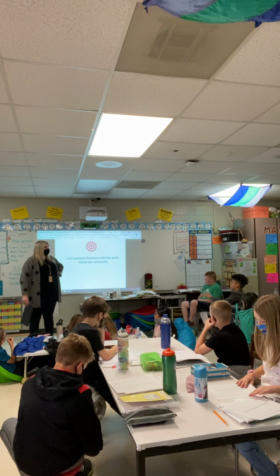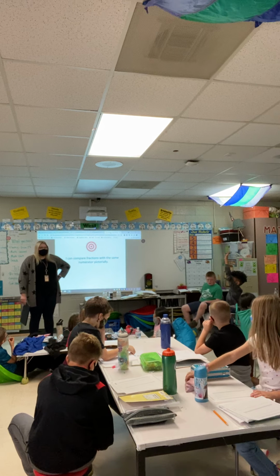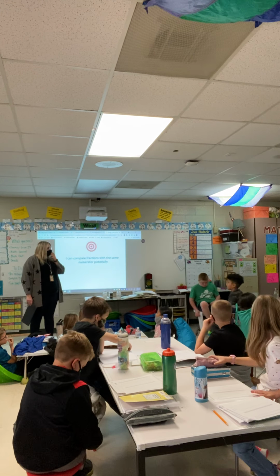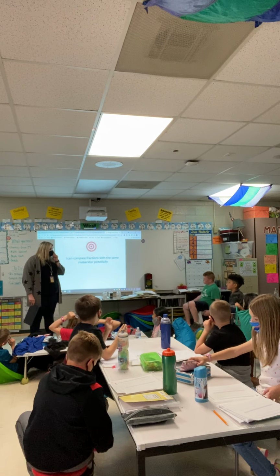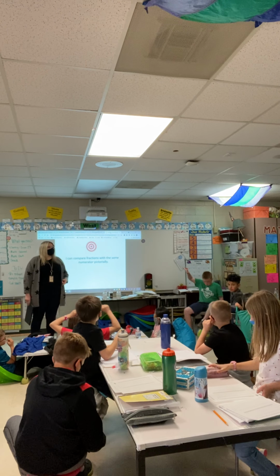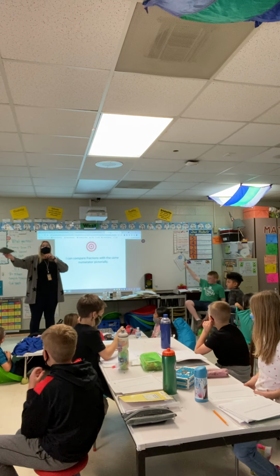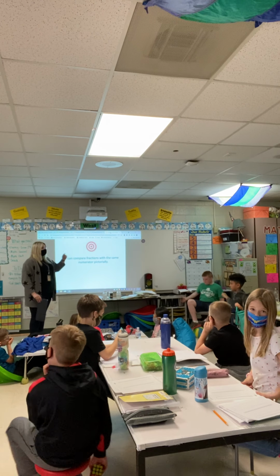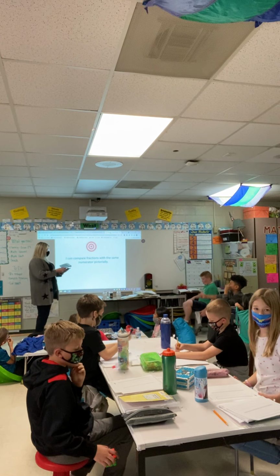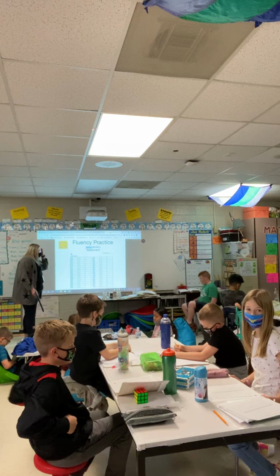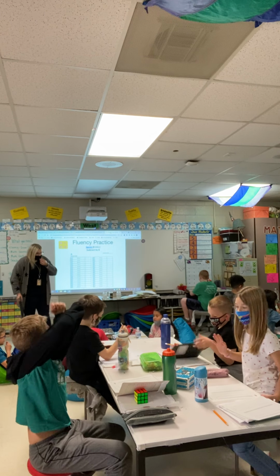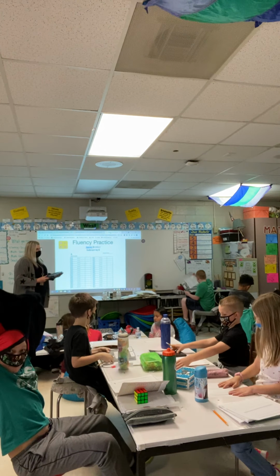Raise your hand if you know what that means. Pictorially. Do you have an idea? Good idea. Picture. Pictures. Pictorially. So we're going to draw pictures to represent fractions. Okay, so I need everyone to flip to side A of your fluency.